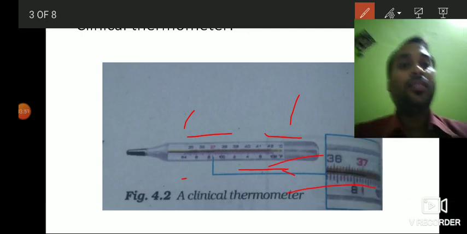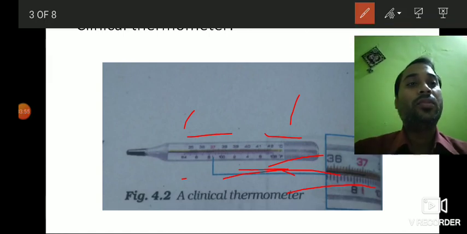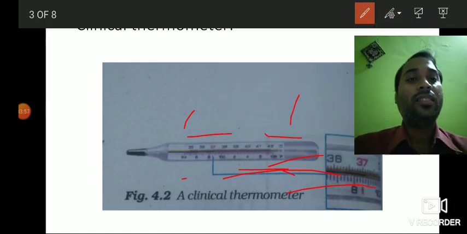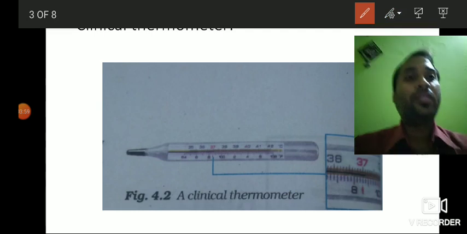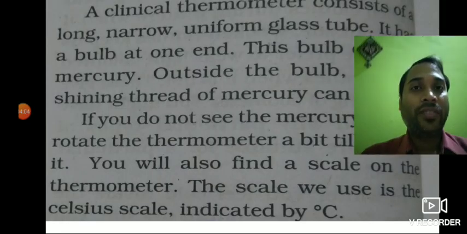Then let's study the features of the clinical thermometer. So let's just erase it. Okay, now let's move to the features of the clinical thermometer.